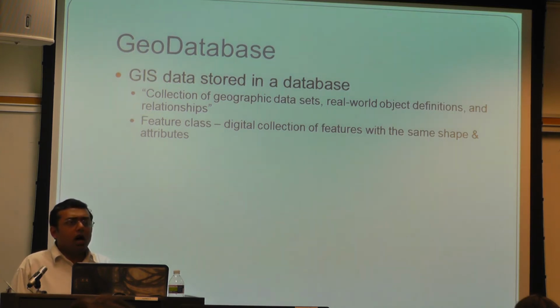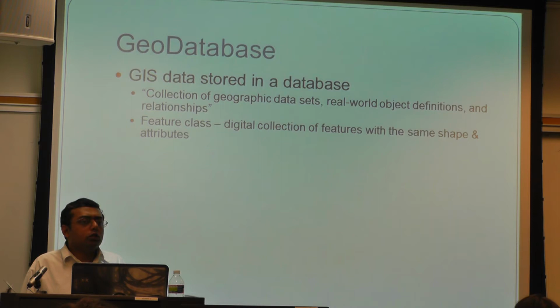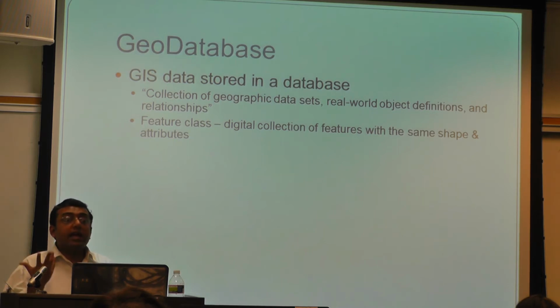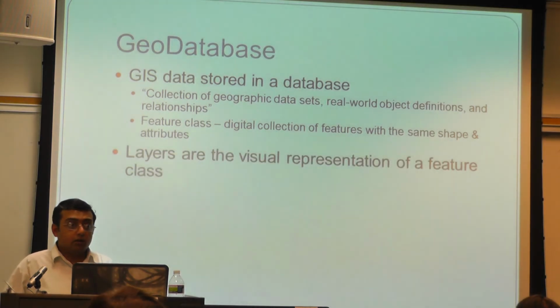So think about this. Doesn't this seem really similar to layers? Because how did we define layers? We said layers were also basically just a set of features which have the same shape and the same set of attributes. So how is this different? Well, the difference is the geodatabase basically is just a database. That's it. It's at the back end of GIS. The front end of GIS is the layers. So layers are nothing but the visual representation of the feature class.